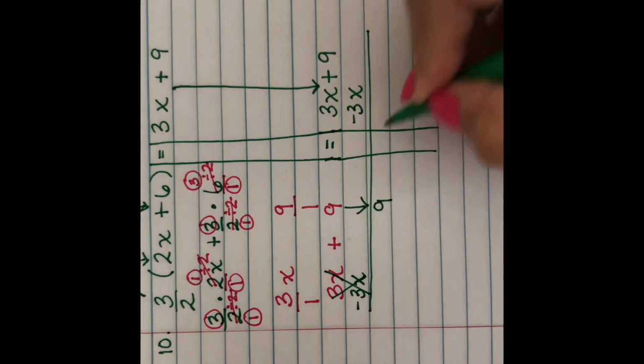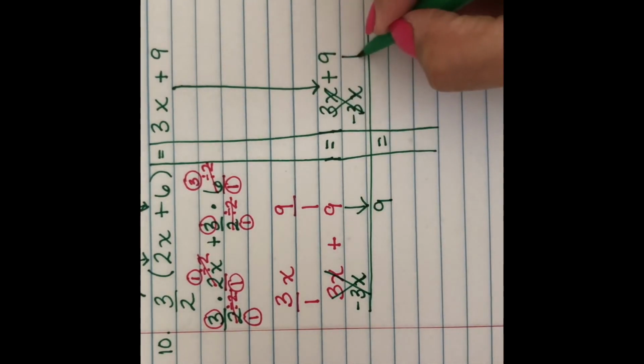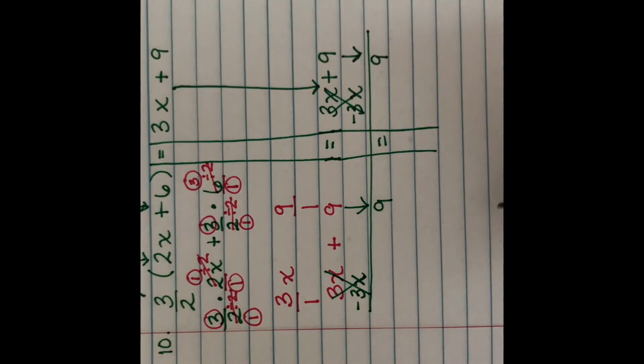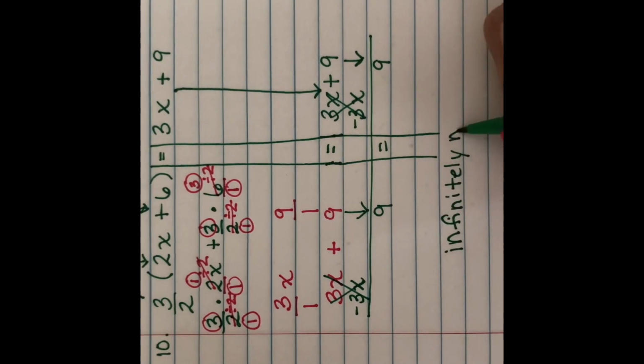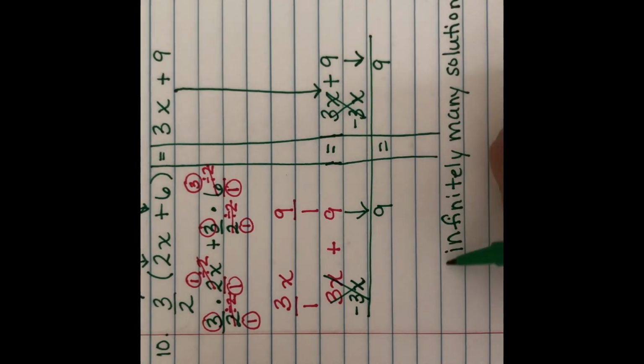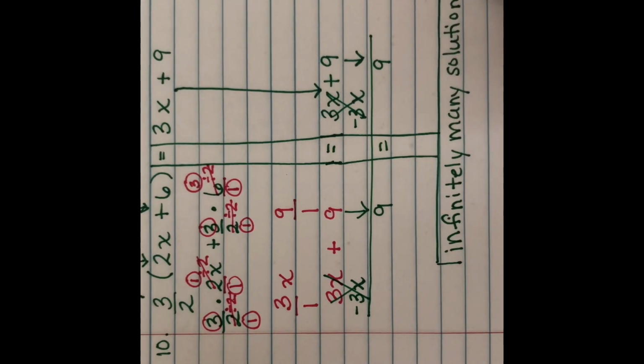I have a 9, and over here I also have a 9. When my variables are gone and all I have are 2 constants, I ask myself, is it true? Is 9 equal to 9? It is a true statement, therefore there are infinitely many solutions. No matter what value I replace in for x, the left and the right side will equal each other.